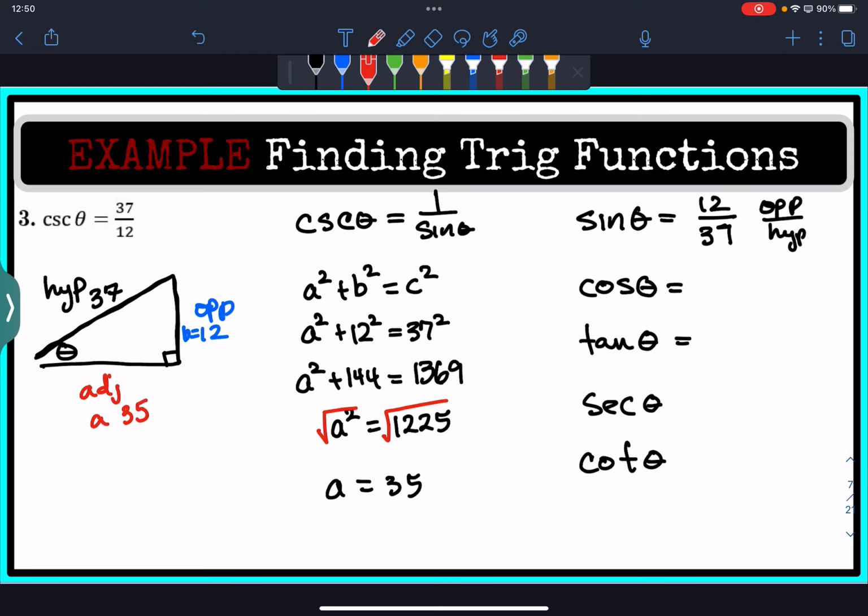Okay, now we can figure out the remaining 5 trig functions. Cosine would be the adjacent side of 35 over the hypotenuse. Tangent is the opposite side over the adjacent. And secant is simply the reciprocal of cosine, so that's 37 over 35. And cotangent is the reciprocal of tangent, so 35 over 12. And here are the remaining 5 trig functions, simply using the fact that the cosecant is 37 over 12.